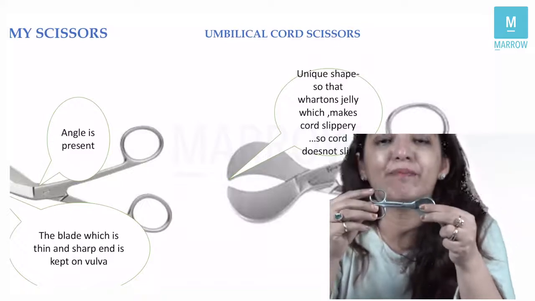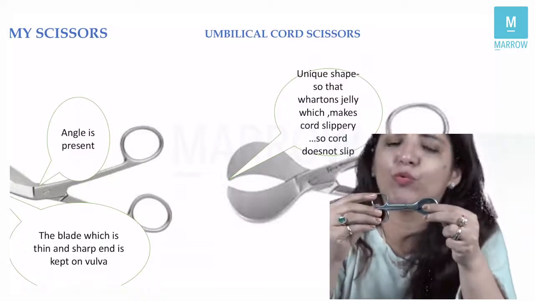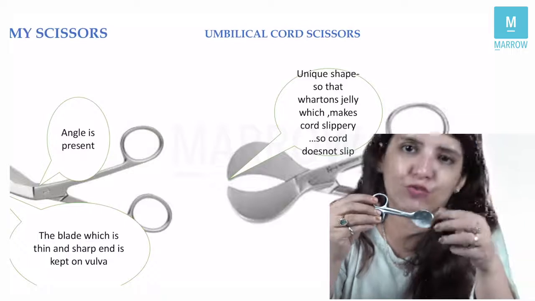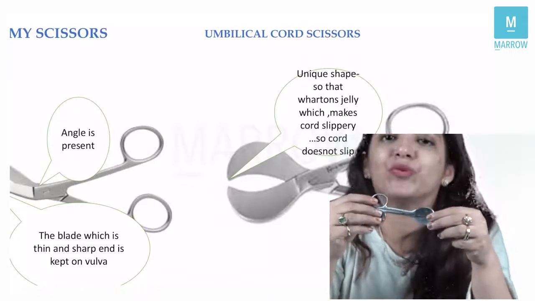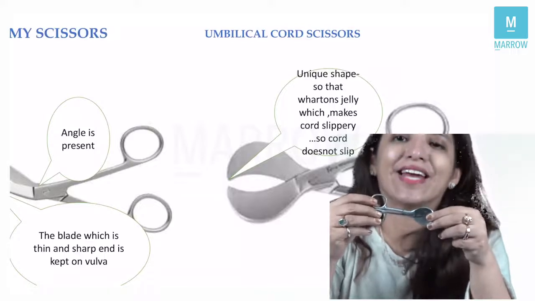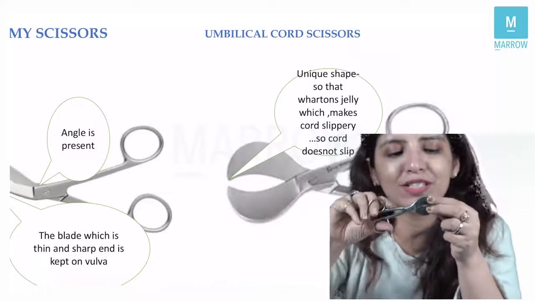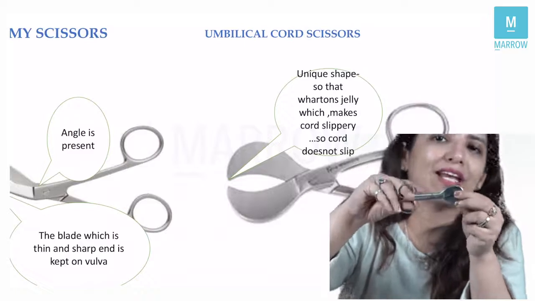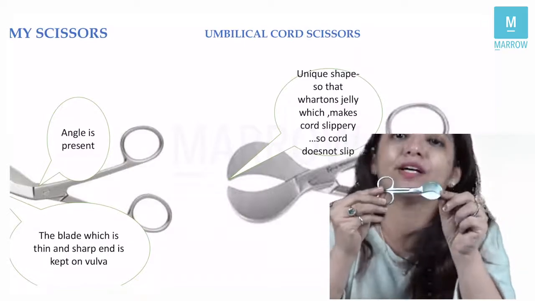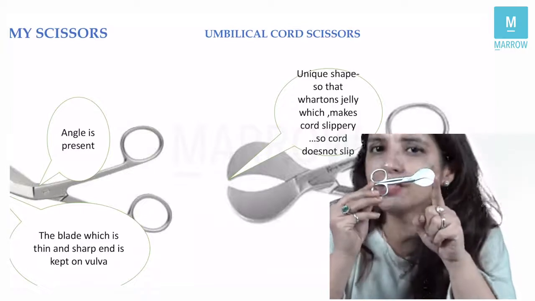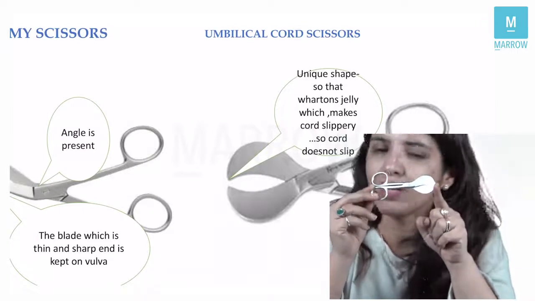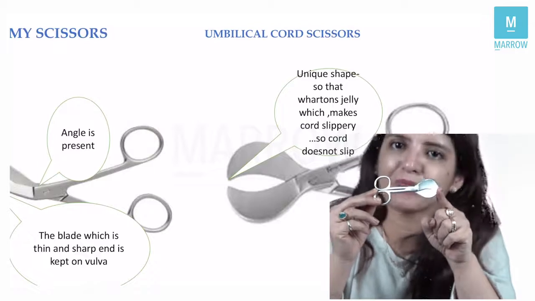Now, normally umbilical cord is very slippery because of the Wharton's jelly, which is the special connective tissue of the cord. So, if you try to cut umbilical cord with the normal scissors, then it gets slipped. So, we have the special scissors for cutting the umbilical cord, and that is a cord cutting scissor, umbilical cord cutting scissor. The moment you get this instrument in your hand, you know the questions which can be asked.